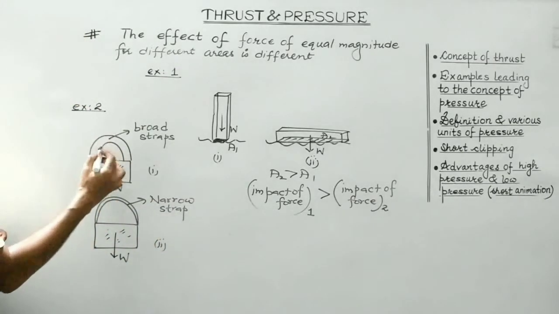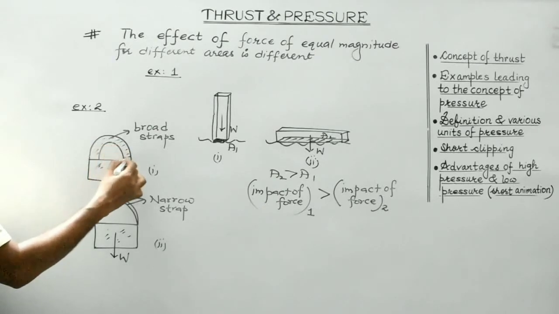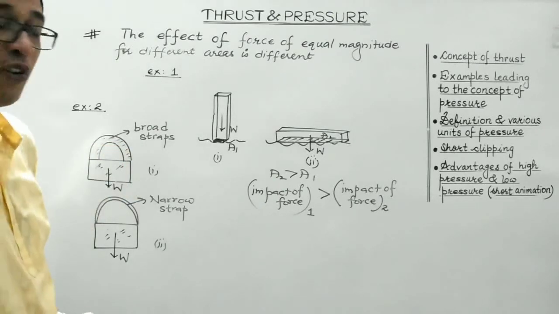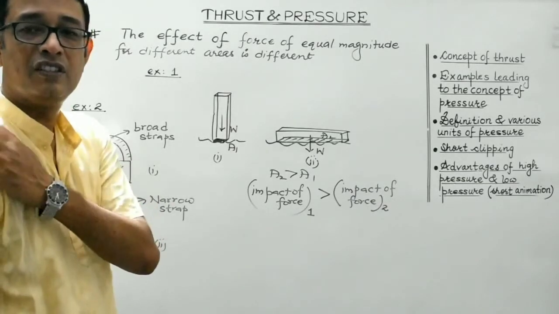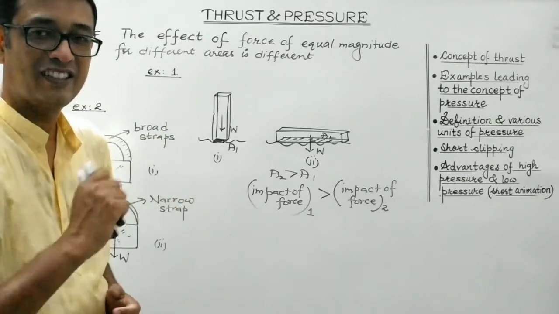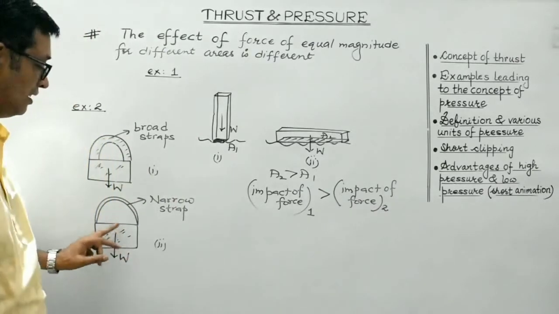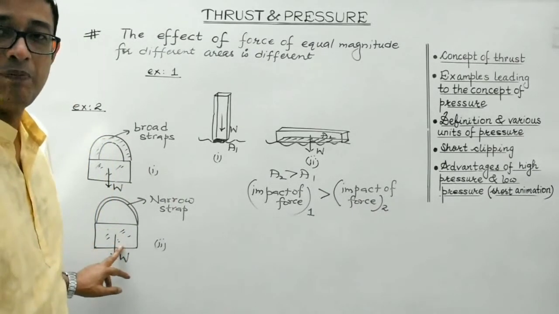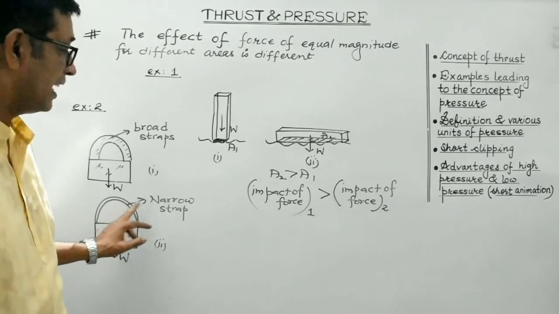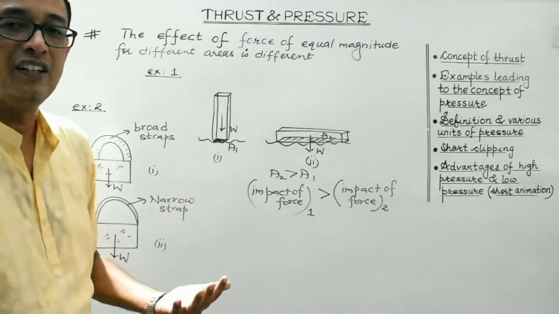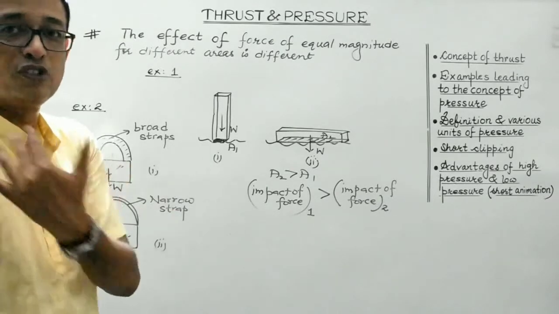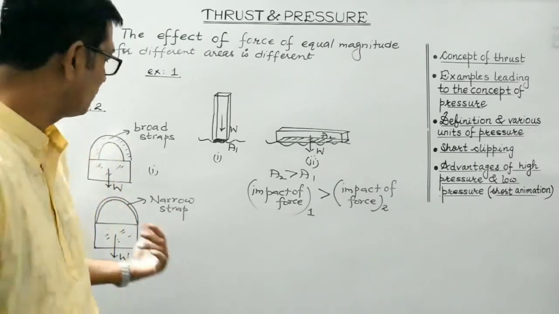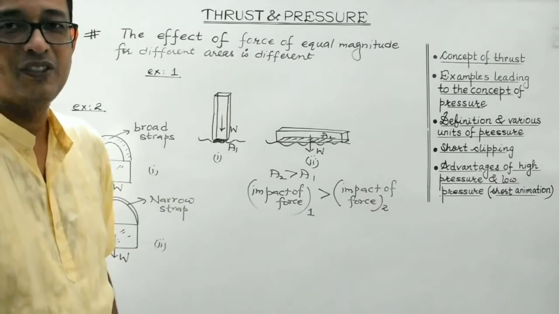Now in this case, students, this weight gets distributed over a larger area. So it is found that the impact of weight on one's shoulder would be quite less, while on the other hand, the impact of the weight in the case of the narrow strap having smaller area would be severe. It would definitely give pain to the shoulder of the person carrying this bag with narrow strap.